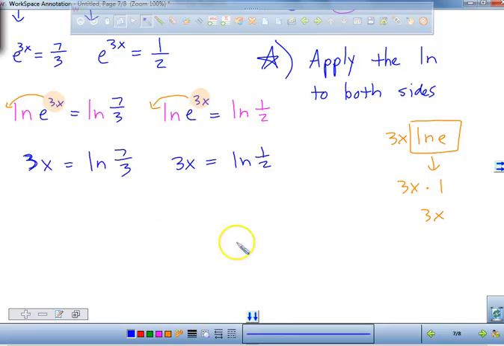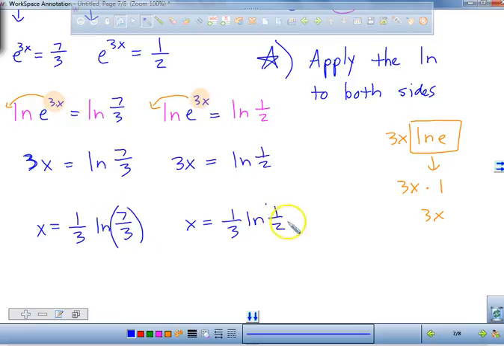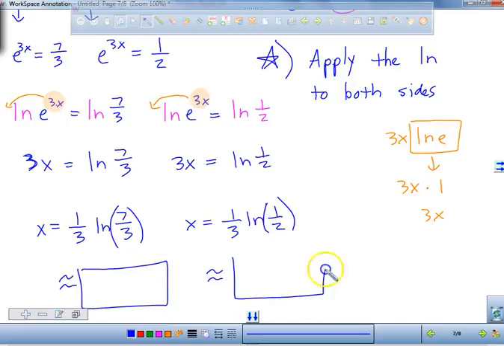So the final step to solve your problem is divide this side by 3, divide this side by 3, but instead of dividing, I'm going to multiply by 1/3. So I'm going to multiply both sides by 1/3, and I have 1/3 of the natural log of 7/3. And over here, I have 1/3 times the natural log of 1/2. Now, on your calculator, when you type it in, you're going to get 2 answers. This equation has 2 answers that work. This answer and this answer. So we're going to type those in right now so you can find your final approximate answer.